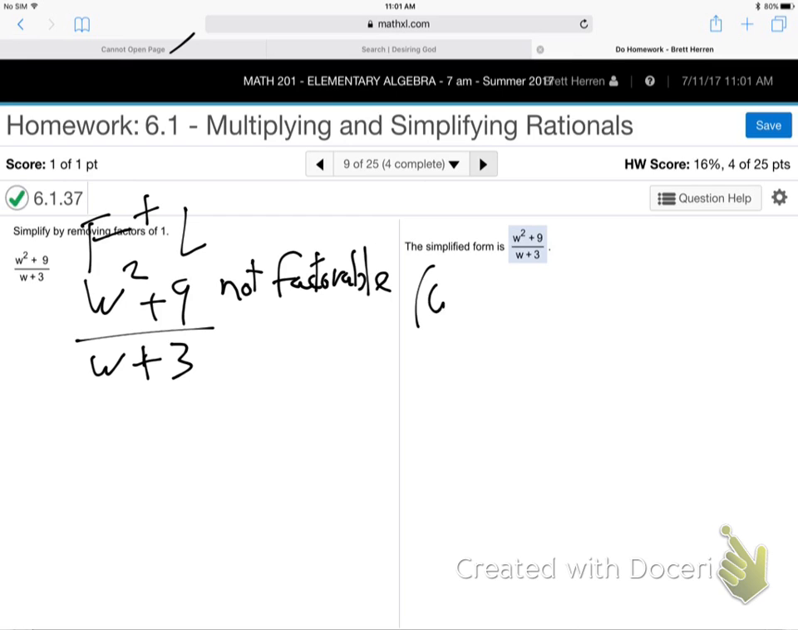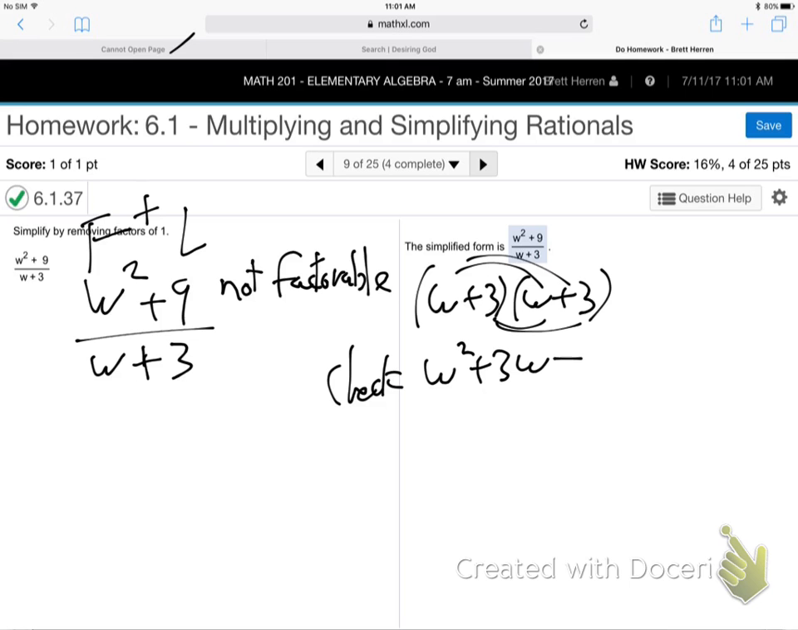You might be thinking, I know some people usually are thinking, I did for a long time before I learned, isn't it W plus 3, W plus 3? No, it's not. It looks good, but that's not right. Let me prove it to you. Let me check it real quick, if this helps you at all. W squared plus 3W plus 3W plus 9. See how you get a 6W in the middle?